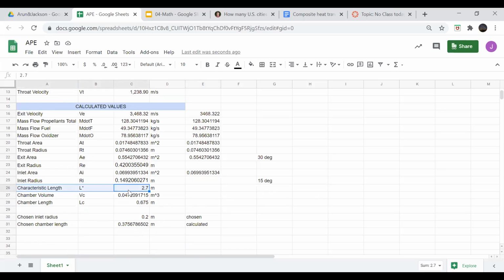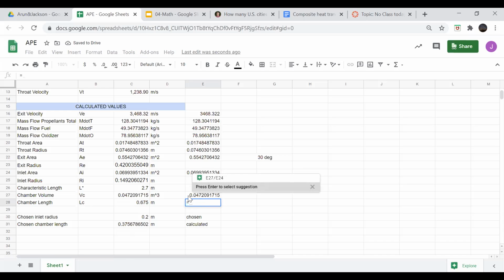Characteristic length came from Google. So then you can find your total chamber volume by doing characteristic length times your throat area all the way up here. And then chamber length is going to be this guy, chamber volume divided by the inlet area.